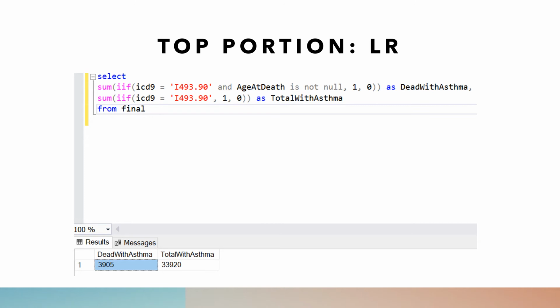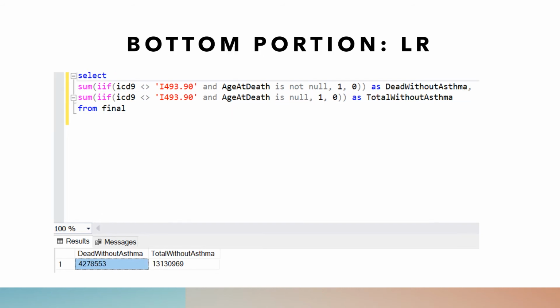The second one says if ICD-9 equals I493.90, which is the code for asthma, then return a 1, if not 0, for the total with asthma. As you can see on the bottom, there's 3,905 individuals who have died with asthma. The total number of those who have asthma is 33,920. This is the bottom portion, or the bottom row of the likelihood ratio.